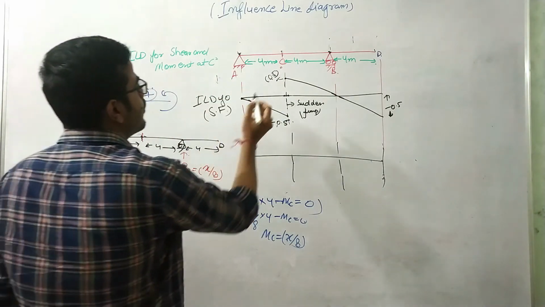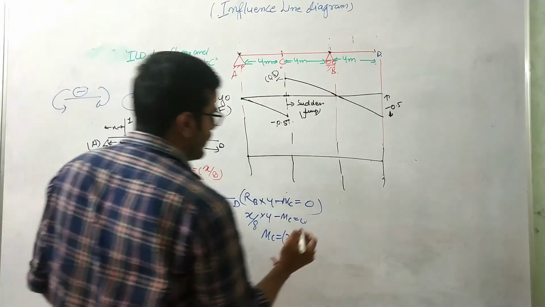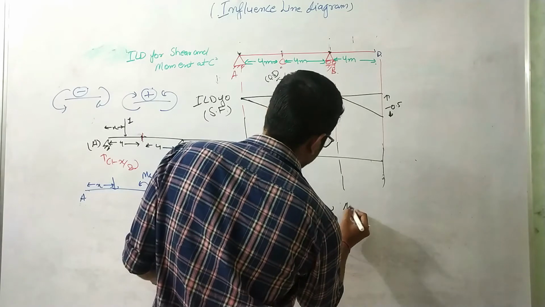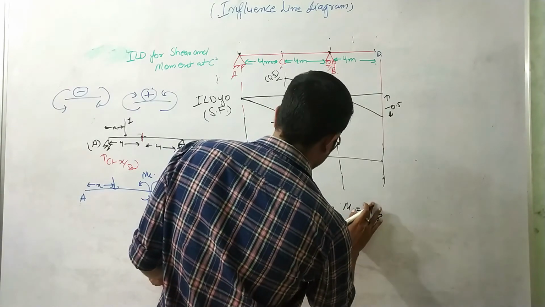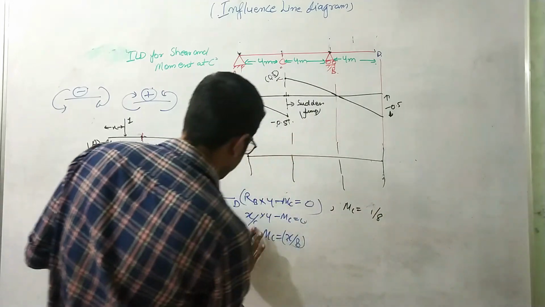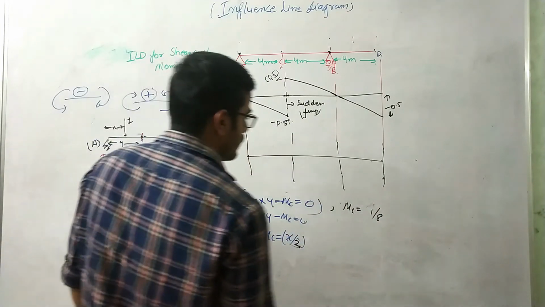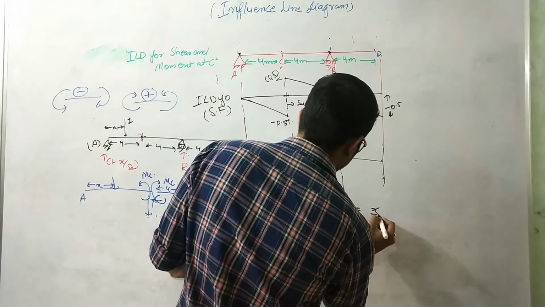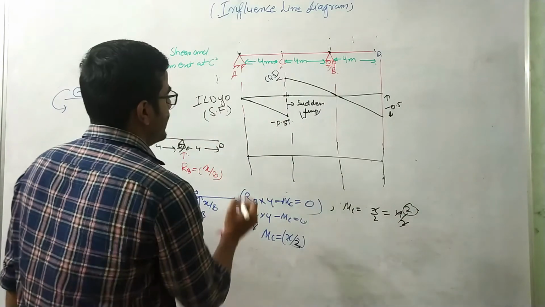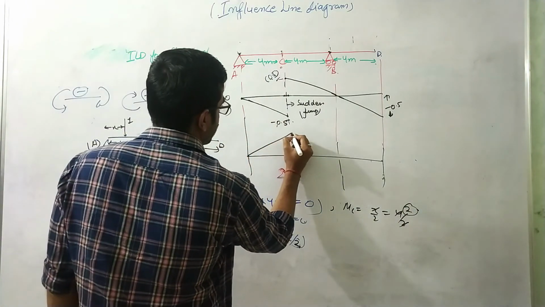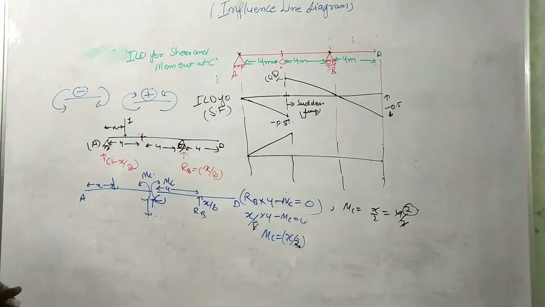When the unit load is just left of C, then the moment at that point will be MC equals 4 divided by x equals, this is 2, this is 8, and this will be 2, x by 2, which is nothing but 4 by 2. So it will be 2. So at this location, the moment is 2 kilonewton meter, right?